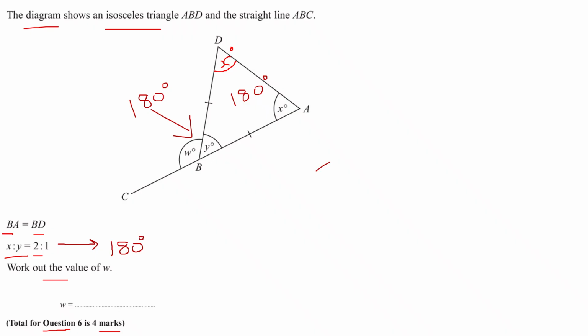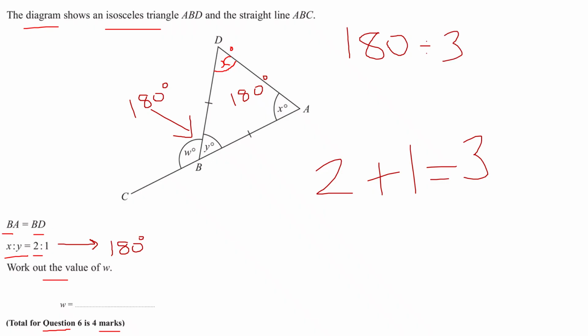So I'm going to do 2 plus 1, which makes 3. Then 180 divided by 3 gives us 60 degrees, which is equal to 1 part. If we've got 2 parts to 1 part, we can work out x and y. So x is going to be double y, so angle y will be 60 degrees.